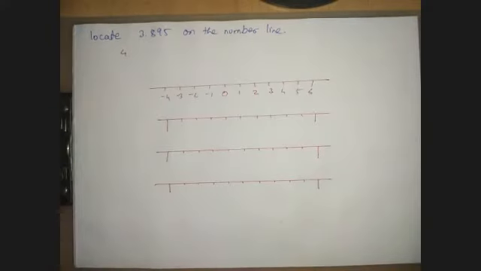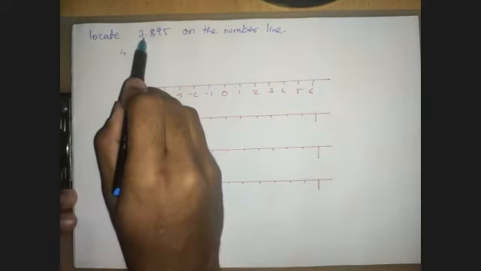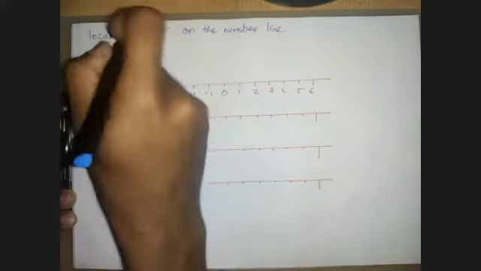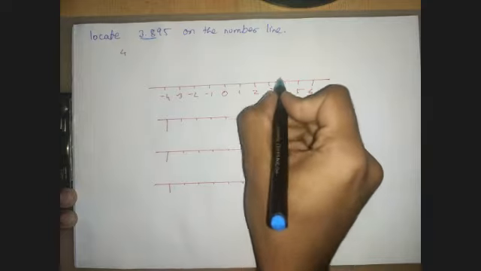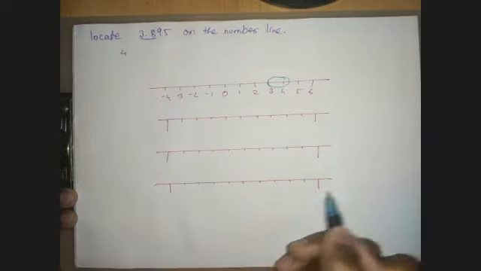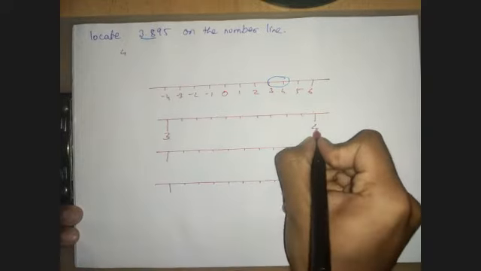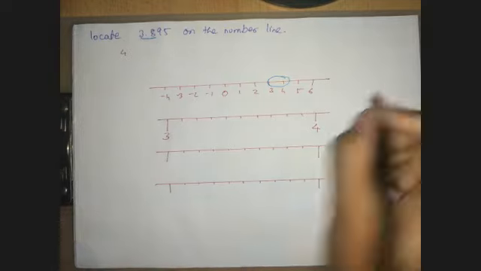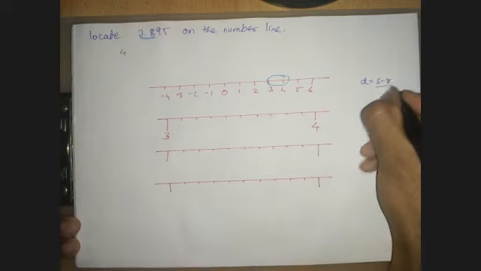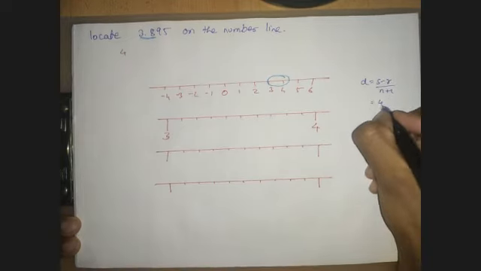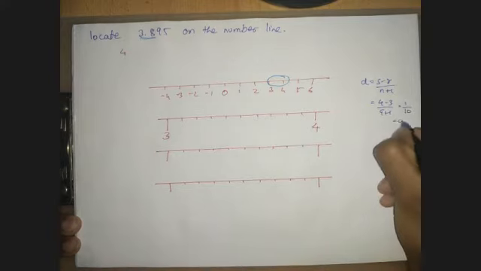Now what I need to do, I need to locate the position. I need to insert the number 3.8 first. So where is this 3.8? 3.8 is in between 3 and 4. So I need to zoom this part. So when I zoom it, I need to insert 9 numbers or divide this into 10 equal parts. So how do I do this? I do d is equal to s minus r by n plus 1, that is equal to 4 minus 3 by 9 plus 1, that is 1 by 10, 0.1.